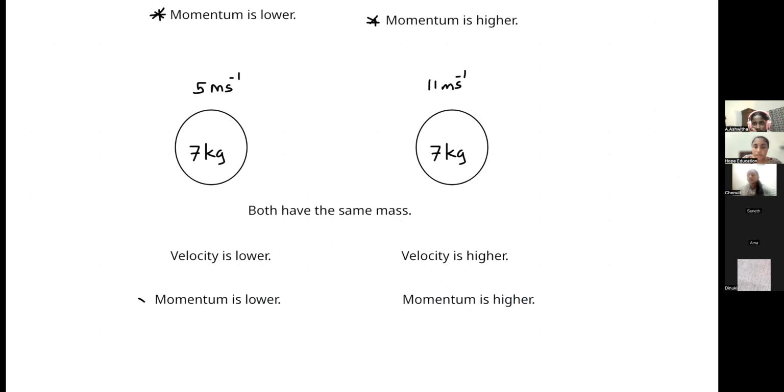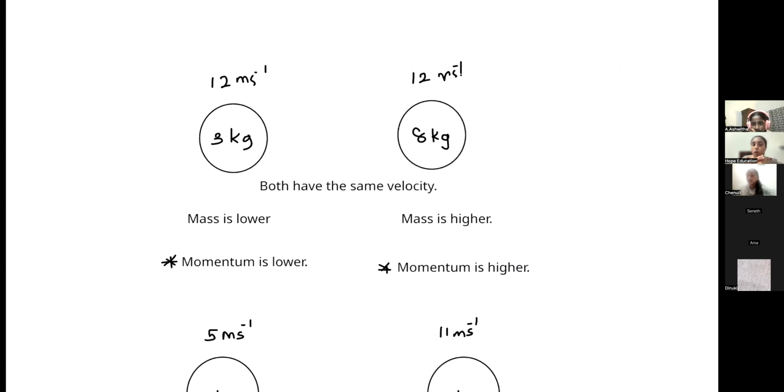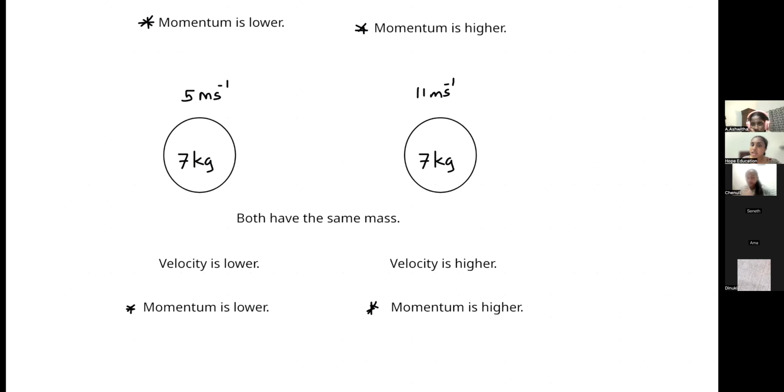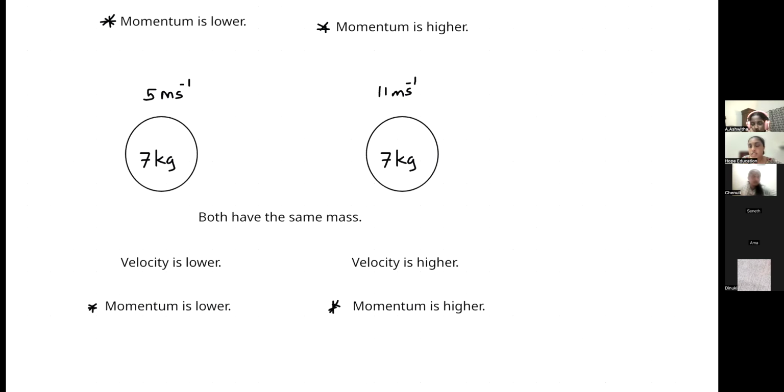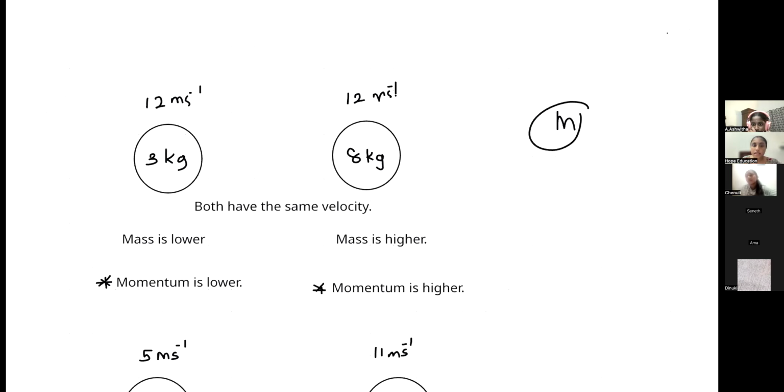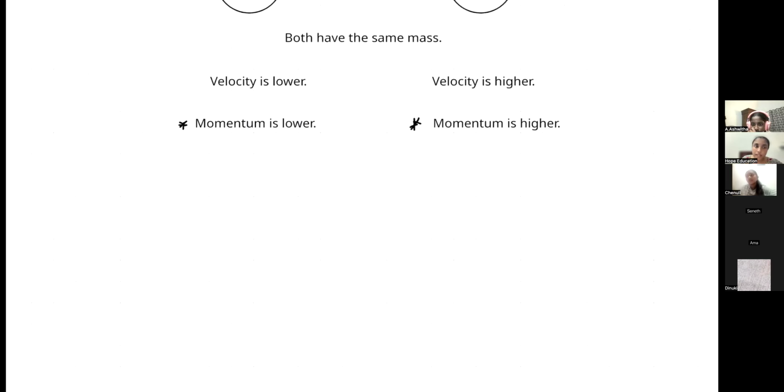Now from this what we can understand is, in the first example, they both had the same velocity but the mass was different, so the momentum differed. Therefore, mass is very important for momentum. In the second example, they both have the same mass but the velocities are different. Because the velocity differed, the momentum differed. So velocity is also an important factor for momentum. So children, this is how we calculate momentum.